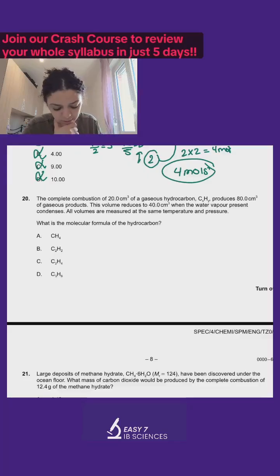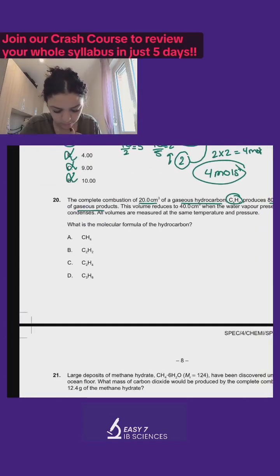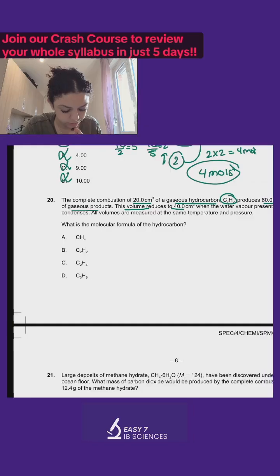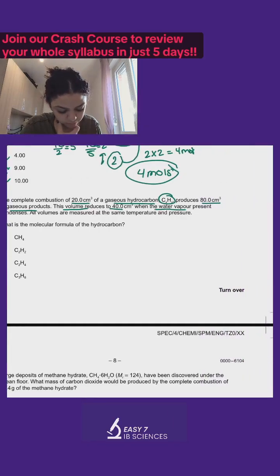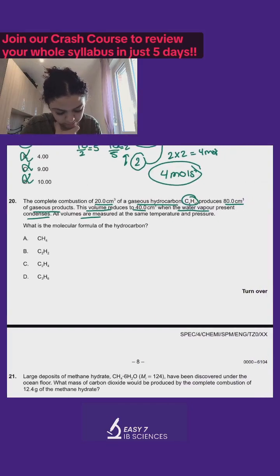So the complete combustion of 20 centimeter of gaseous hydrocarbon, this here, produces 80 centimeter of gaseous product. This volume reduces to 40 centimeter when the water vapor present condenses. All volumes are measured at the same temperature and pressure. What is the molecular formula of this hydrocarbon? Wow, that was a lot of words. Let's break it up in a second when I plug in my computer to chart.